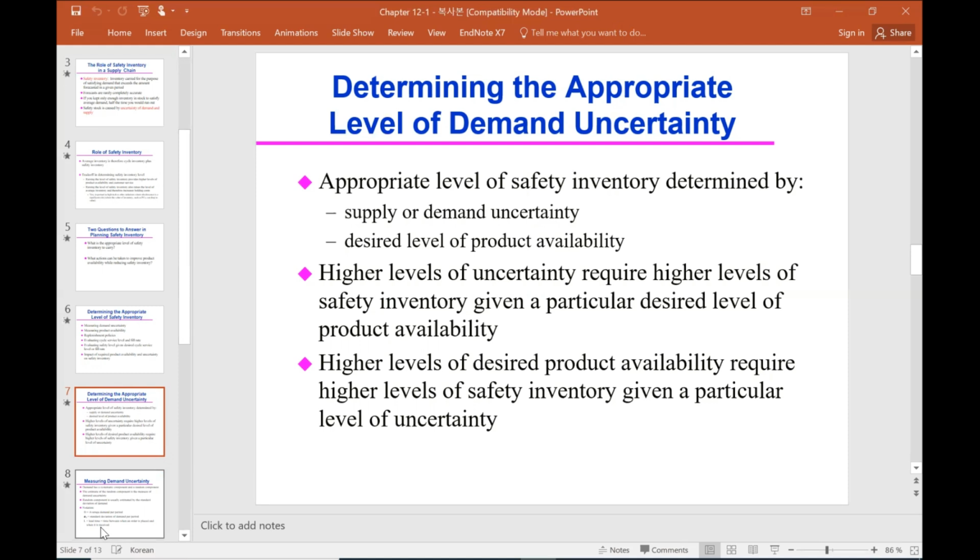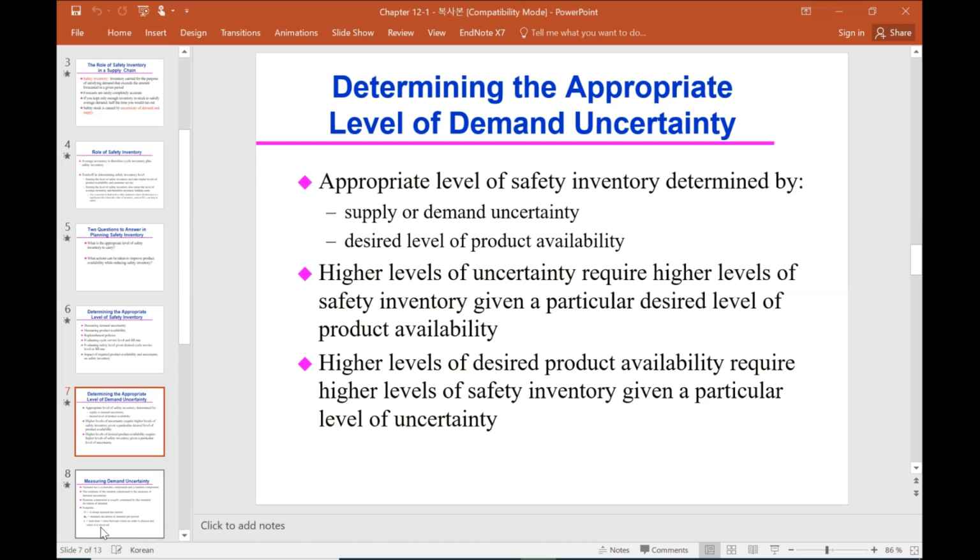You have to pay a lot of money for that. Why? Because as I said before, in order to have a higher product availability, you should increase the inventory in your warehouse. That much is going to cost you a lot, especially the inventory holding cost.